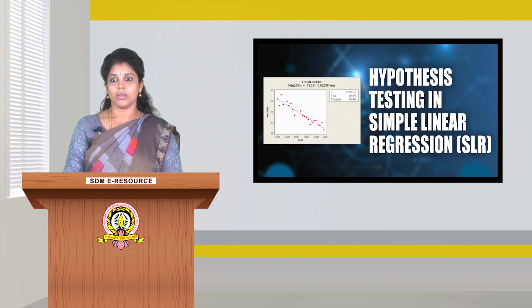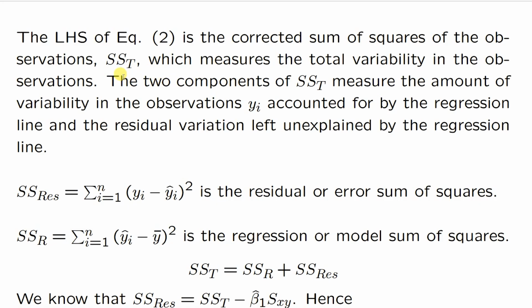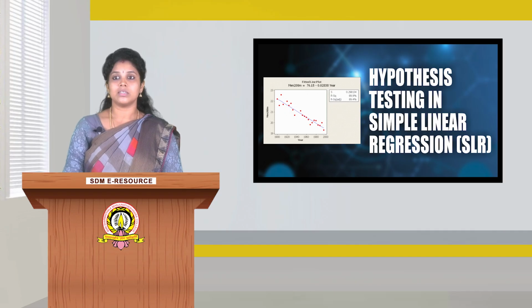So here the total sum of squares, we can denote it as SST. It measures the total variability in the observations yi. And the two components of SST, that is the regression sum of square, which we can denote as SSR, and the residual sum of square, which we can denote as SSRES. So the two components of SST measure the amount of variability in the observations yi accounted for by the regression line, so this is SSR, and the residual variation left unexplained by the regression line, so this is SSRES.